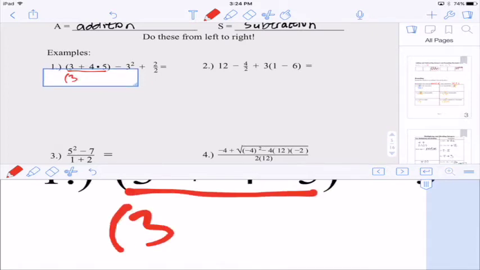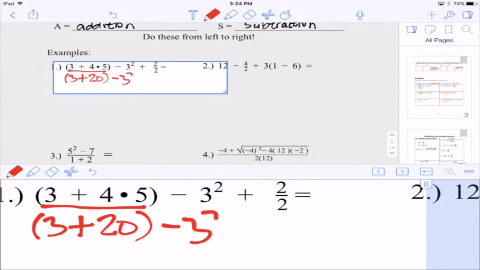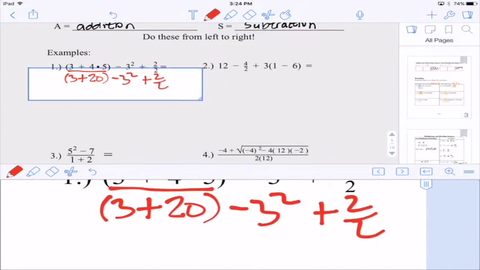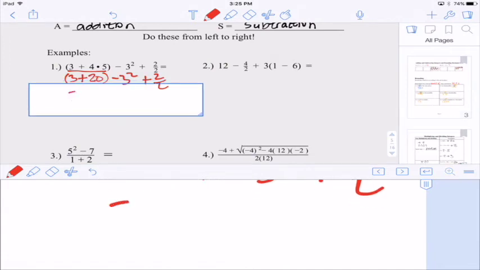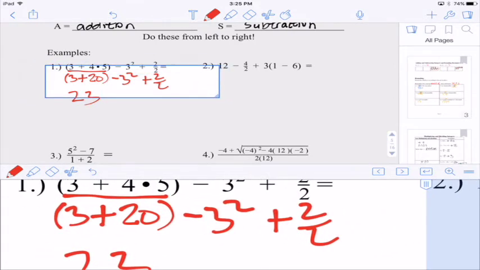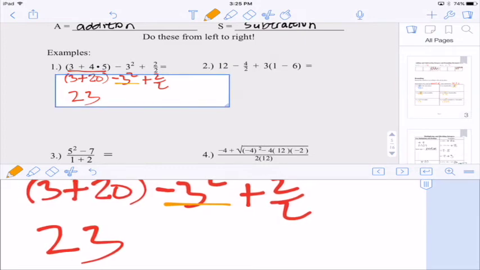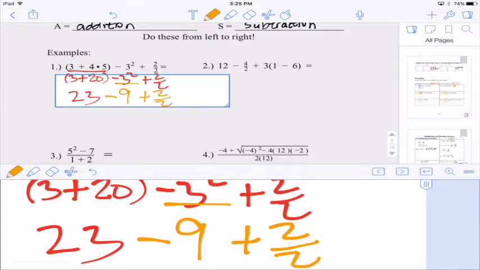So we've got 3 plus 4 times 5 is 20. And the rest I'm going to copy because we haven't done anything with those yet. 3 squared plus 2 divided by 2. All right, we still have more to do inside the parentheses, so we got 3 plus 20, and that's 23. Now my parentheses are gone because there's no multiplication. After parentheses, we have exponents. We have 3 squared. So 3 squared is 3 times 3. So that's 9. Minus 9 plus 2 divided by 2.